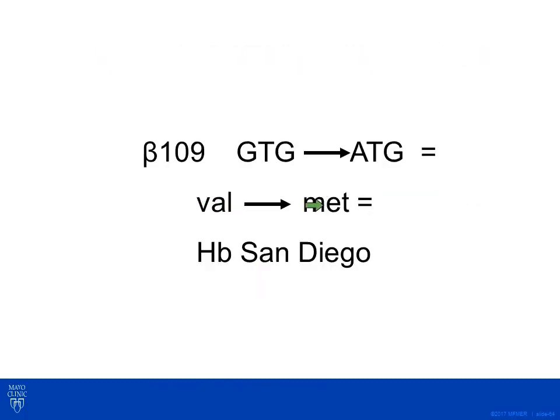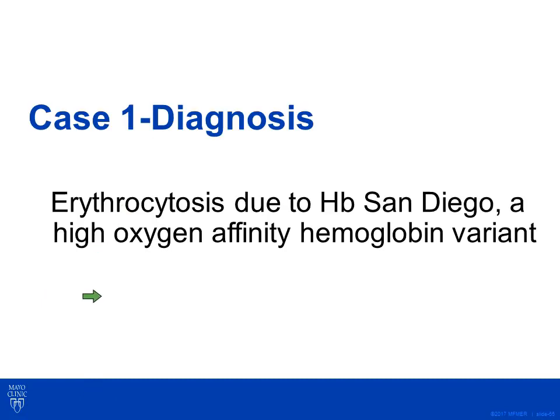And this is a valine to methionine substitution, or in other words, our friend that we've already talked about, hemoglobin San Diego. So this is, in fact, erythrocytosis due to hemoglobin San Diego, a high oxygen affinity hemoglobin variant. He does not have polycythemia vera.